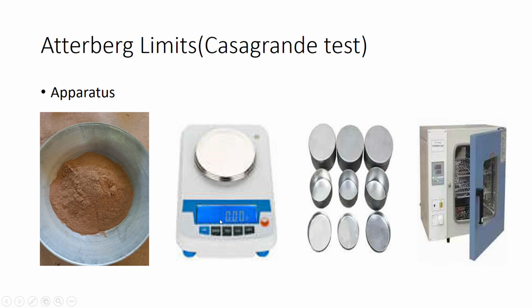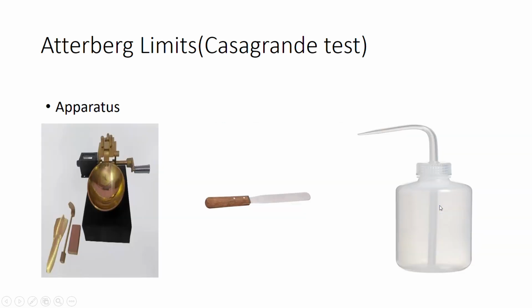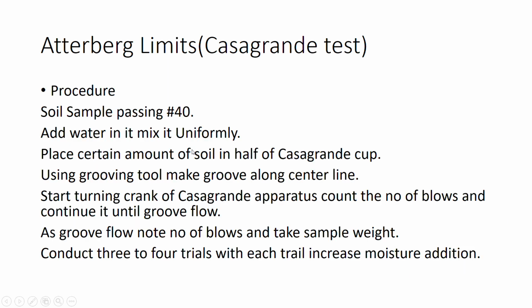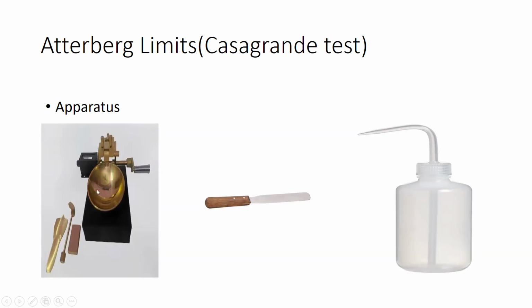Soil passing 40, weight balance, moisture cans with IDs, and oven, as well as the Casagrande apparatus with the grooving tool, spatula and wash bottle. First of all you need to pass the soil through the 40 sieve, then put some amount of water in it and mix it uniformly. Then put the uniformly mixed sample in half of the cup, make a groove at the center, then rotate the crank and count the number of blows.